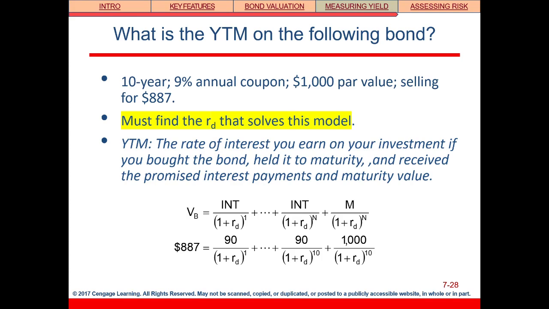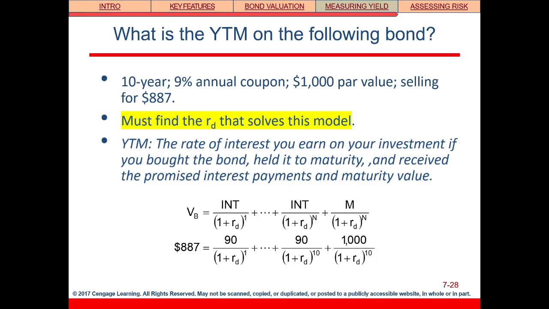So the yield to maturity, what does it mean? It means that's the rate of interest you earn on your investment if you bought the bond, held it to maturity, and received the promised interest payments and maturity value. So that's basically the interest rate you will get, assuming you hold the bond to maturity. That's what the name suggests, yield to maturity.